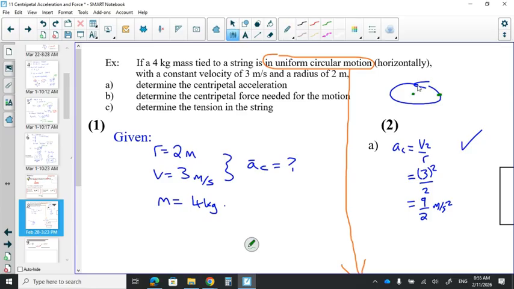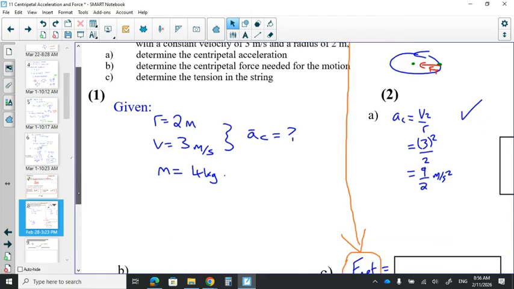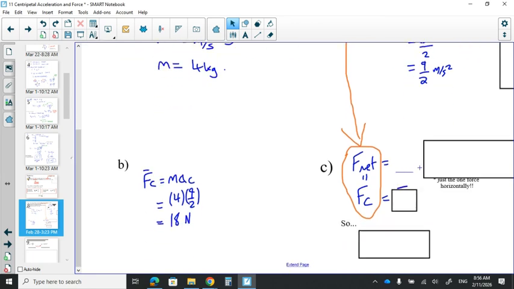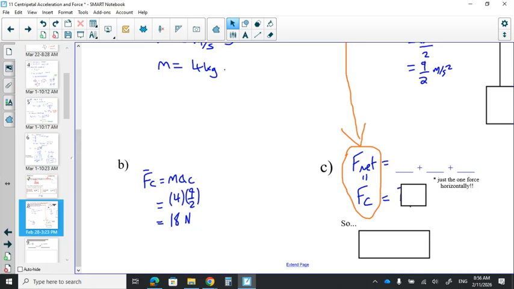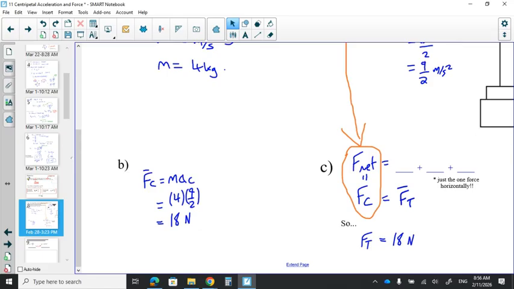We've got a force towards the center, which is our tension, our Ft. And the thing to know, of course, in that scenario is that's the only force towards the center, right? And so we just have that tension force. Okay, so net force is the addition of all of the forces. In this case, there's just the one. That means our tension force is the 18. Now that's horizontal uniform circular motion.